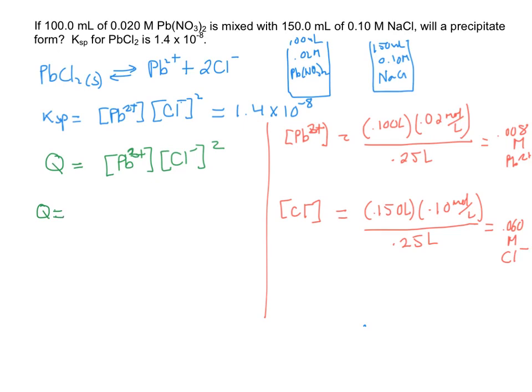So 0.008 molar times 0.060 molar squared. So Q ends up being 2.88. I'm not really looking at sig figs here, because we're just trying to figure out if a precipitate forms or not. Times 10 to the negative fifth. And that's my Q. So now what does that mean?